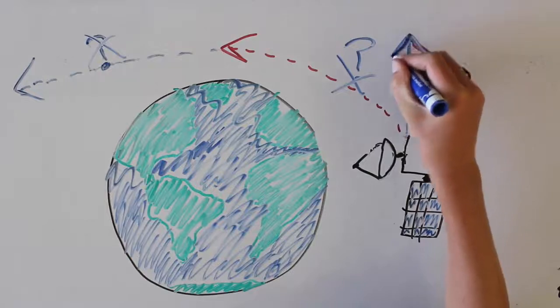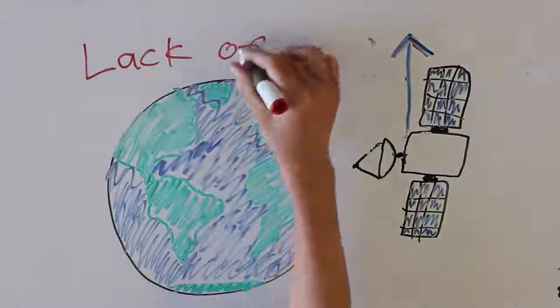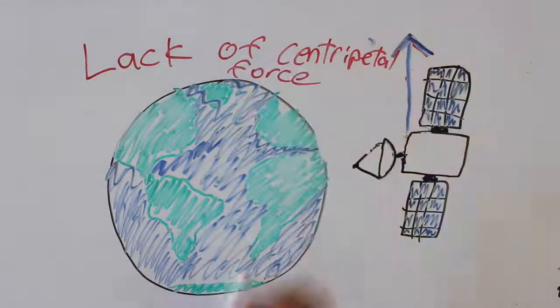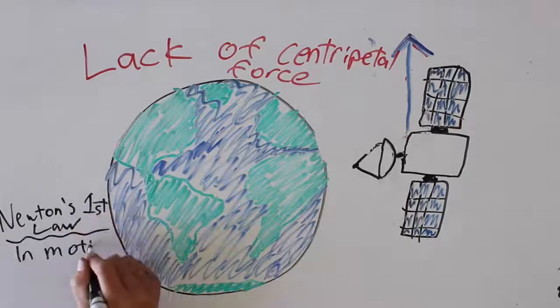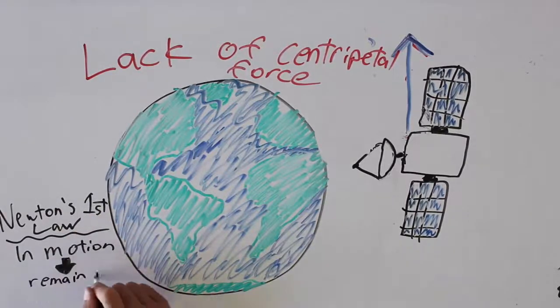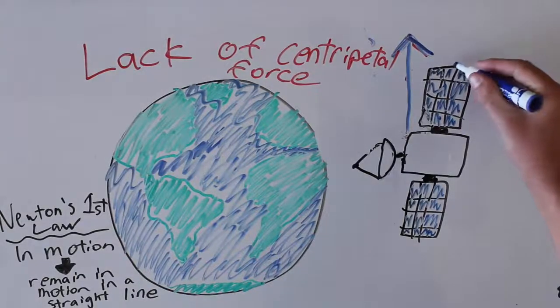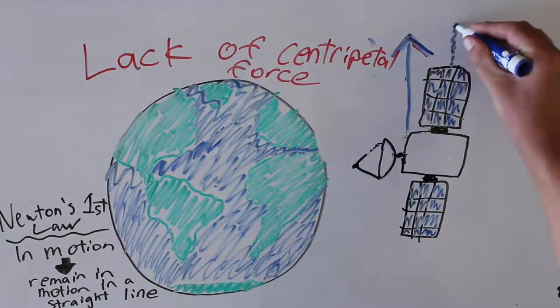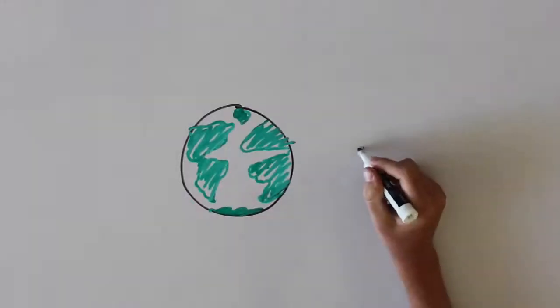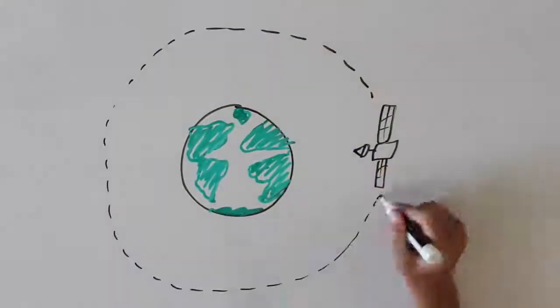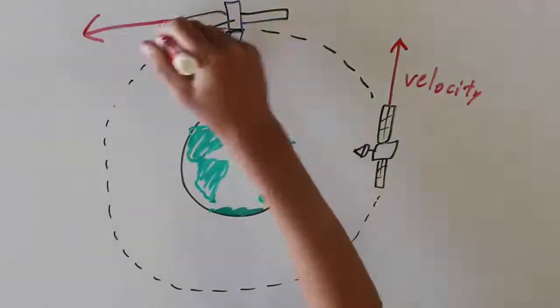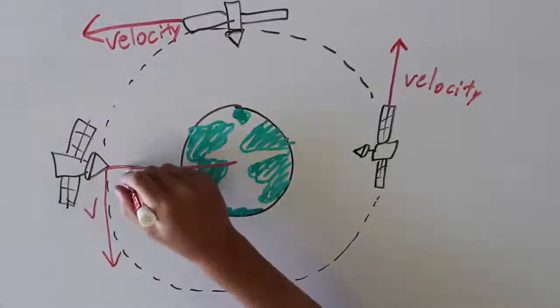This has to do with the lack of centripetal force and acceleration on the satellite. Newton's first law of inertia states that an object in motion stays in motion with the same speed and in the same direction unless acted upon by an unbalanced force. And naturally, inertia wants the satellite to continue in a straight line. Look at the velocity of the satellite. Everywhere on its path, its instantaneous velocity is a straight tangent line.